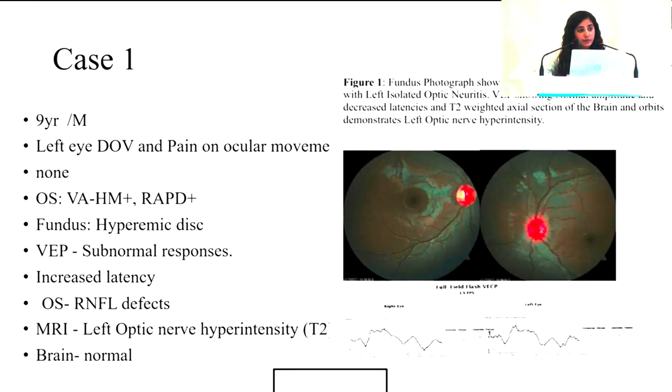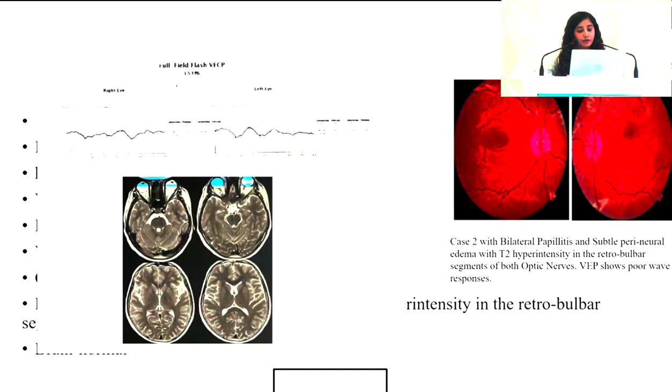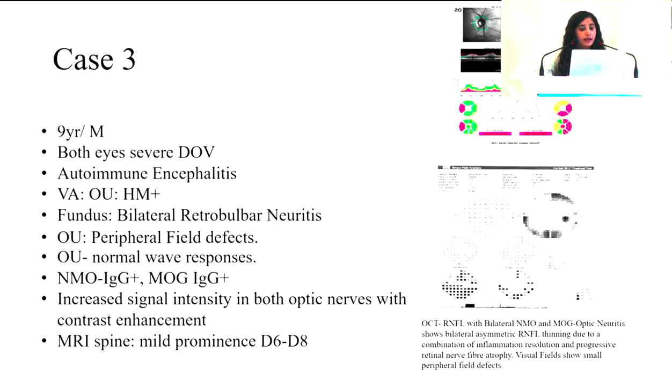MRI was done for the patient, which showed enhancement of the optic nerve sheath. However, the rest of the brain was normal. Hence, this patient was diagnosed to have isolated pediatric optic neuritis. This was a similar case, but involving both eyes. The MRI here also gave us optic nerve sheath enhancement, but a normal brain, and hence the same diagnosis was made for this patient as well.